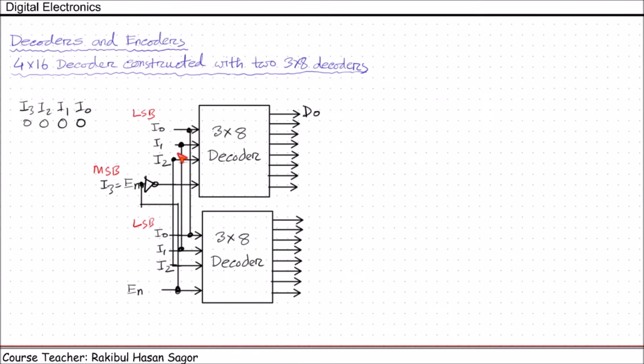Remember, here we are getting 0, 0, 0 in the second decoder as well, but as this enable pin is 0, that means this is disabled, so all the outputs will be 0 here. So we can say for 0, 0, 0, 0 4-bit inputs, we are getting only D0 output as high, others will be low. Let's name these D1, D2, D3, D4, D5, D6, D7, D8, D9, D10.